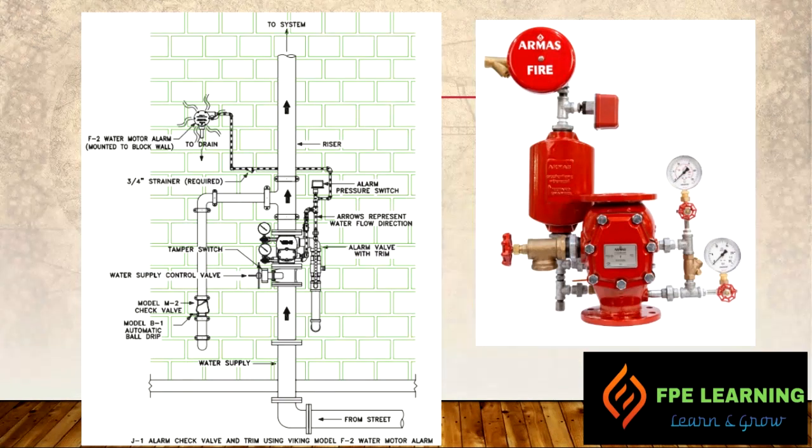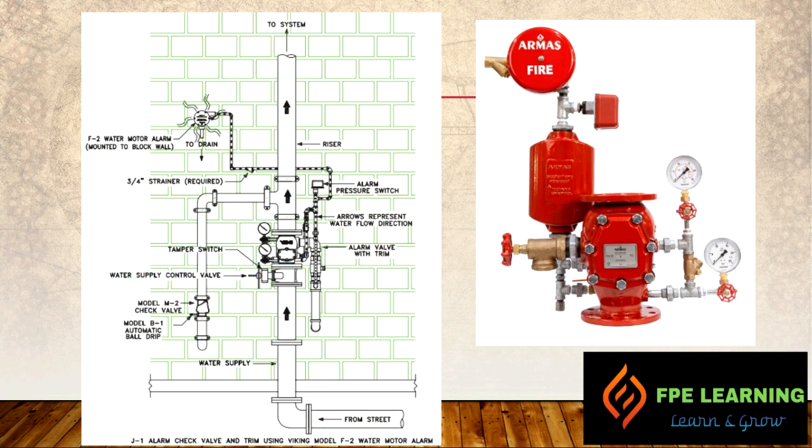Then we have a wet pipe system here, right? A general layout of the wet pipe system. If you can see here, the alarm check valve is a Viking model, right? So in this schematic, here is our main supply line. From here we have connected our system. This is our riser, right? Below the alarm check valve, we have a water supply control valve. We'll discuss that one in detail.